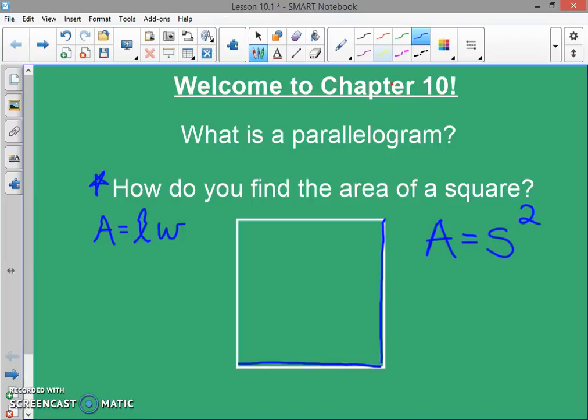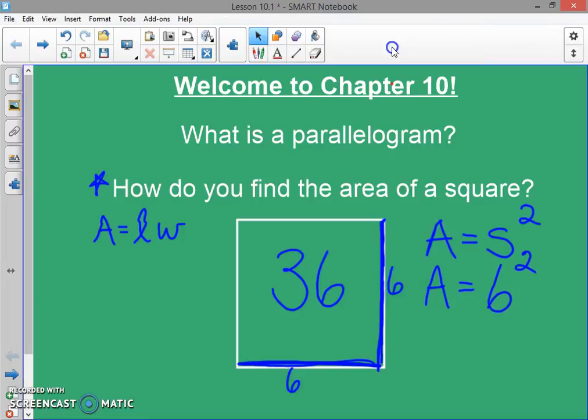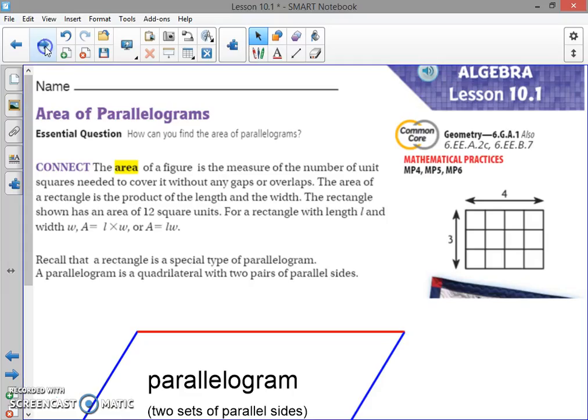Take a second. Why would I write the formula for area of a square as A equals S squared? Well, S stands for side, and we all know the definition of a square is that all the sides are of equal length. So if this is 6 inches and this is 6 inches, technically we'd call this the length and call this the width. So the area of this square would be 36. Or you can just take one side, plug it in for the S, and square it, and you'll still get 36. Just a little thing to notice before we get started here.